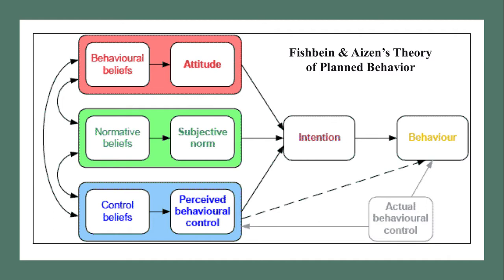Intentions are conative in nature. They are about desire. Intentions immediately precede behavior. Behavior is the observable response with regard to a given target or goal. According to Fishbein and Ajzen, behavior has four components. 1, the action performed. 2, the target at which the action is performed. 3, the context in which it is performed. And 4, the time at which it is performed.